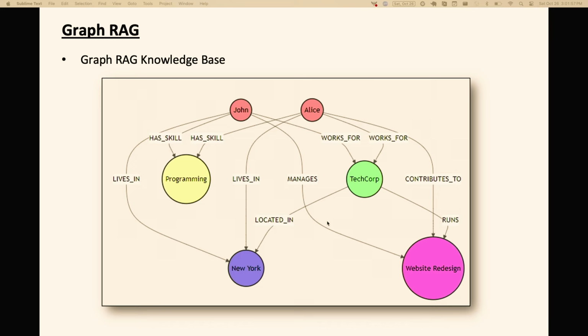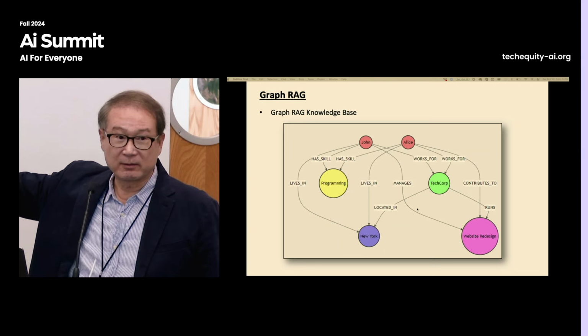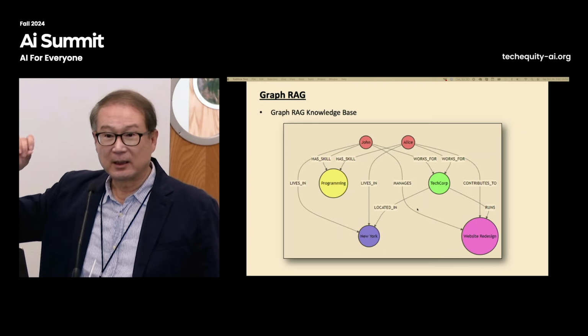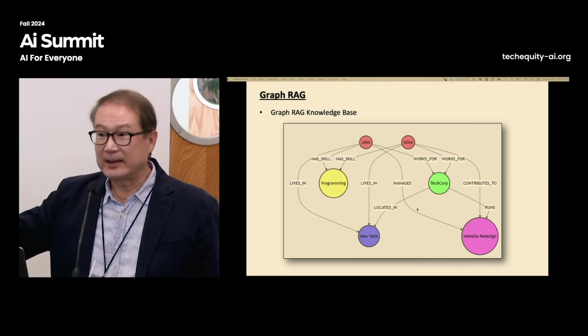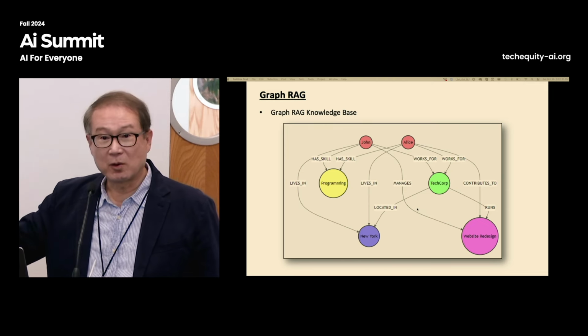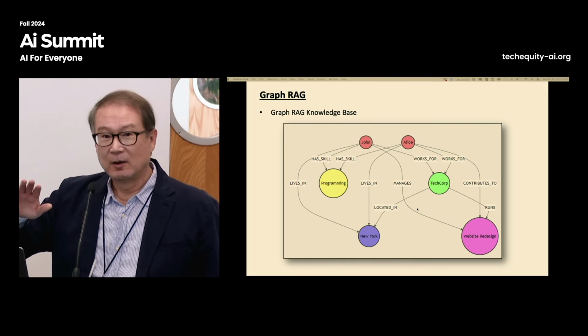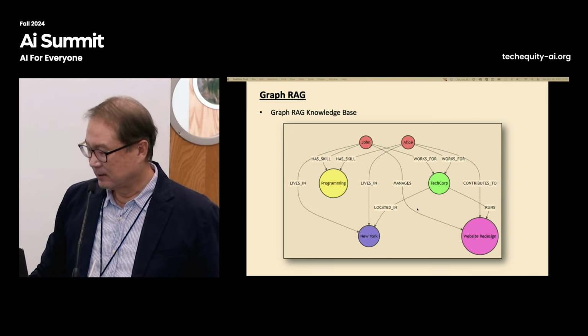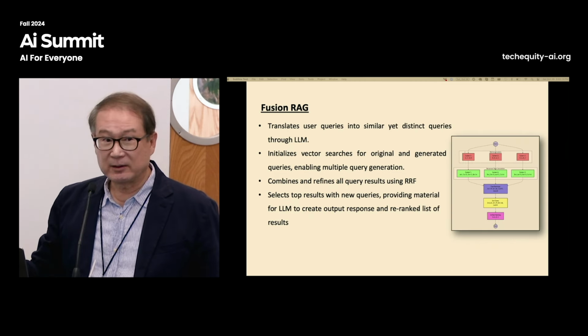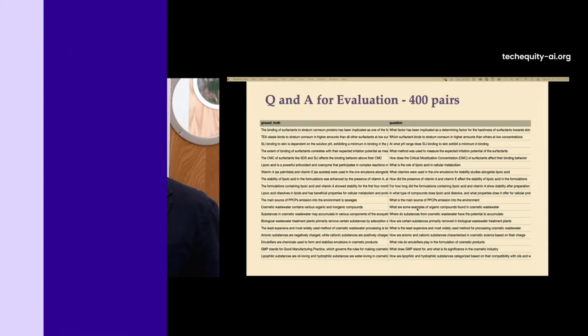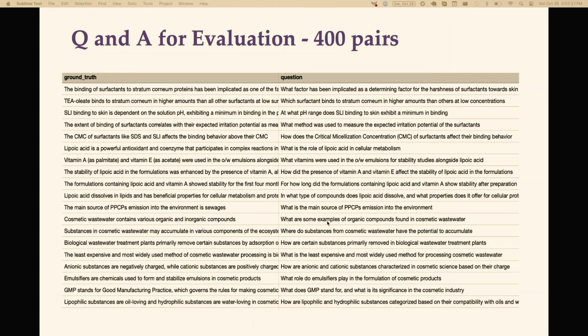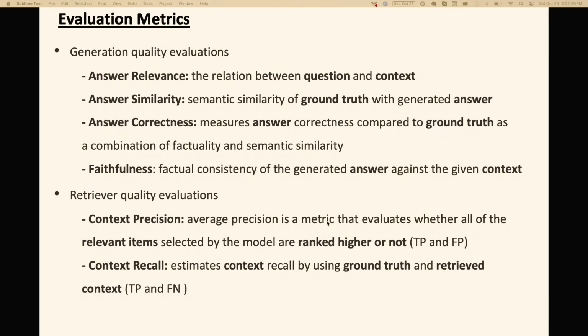and then you can build a graph database. And then when you serve, you actually do a search on this GraphDB, and then find the relevant entities and relationships, and you give that relevant information with your query to the LLM so they understand what is in the knowledge base. And then Fusion RAG is basically combining multi-query plus re-ranking. So we prepare these 400 pairs of Q&A for evaluation. And then the metrics are relevance, similarity, correctness, faithfulness, and then precision, and then recall.